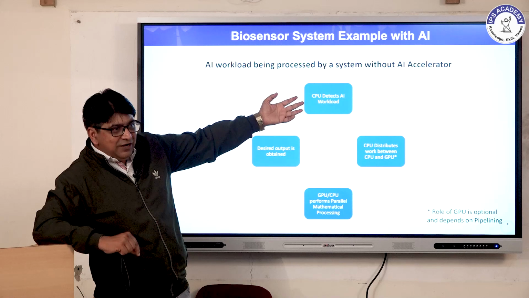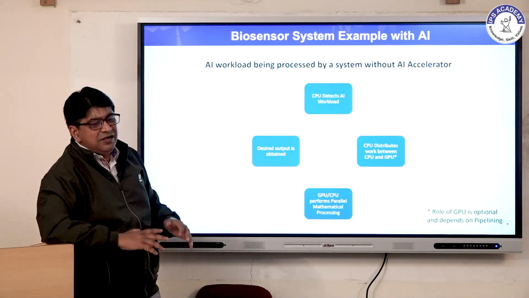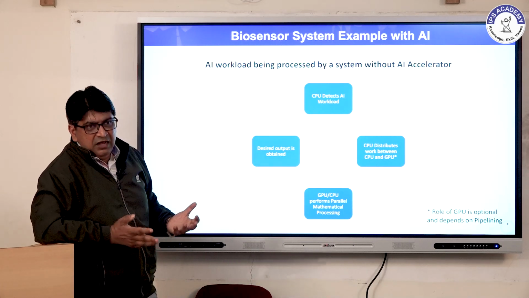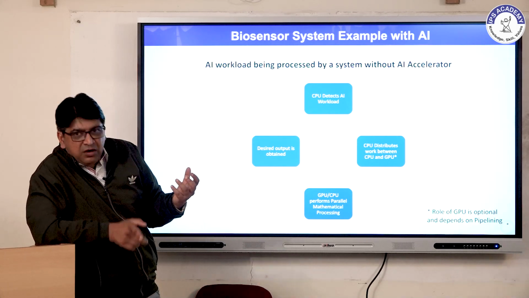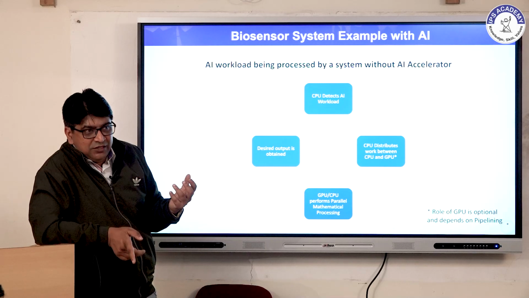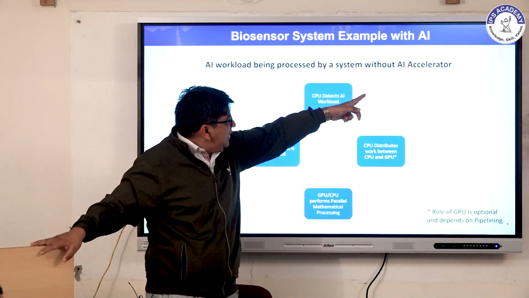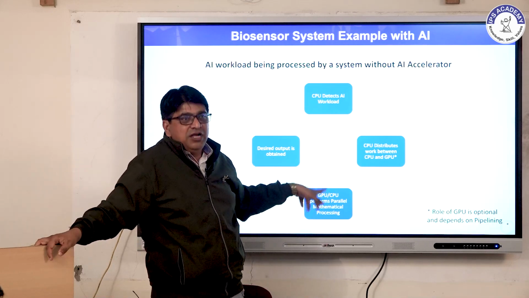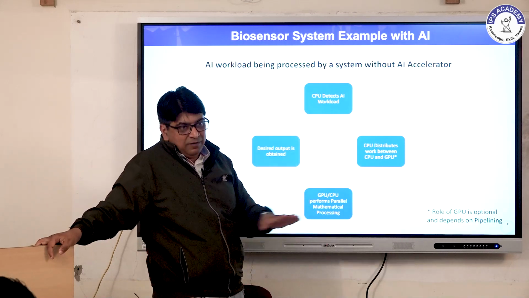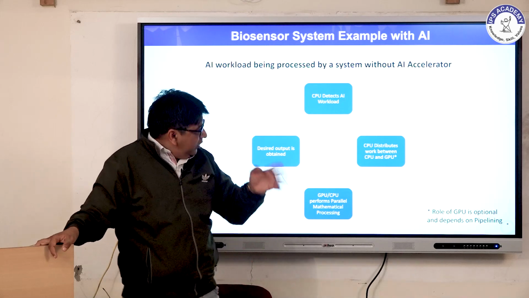System without AI accelerator. Actually, this is the AI accelerator. AI is a very big task, and depending upon the algorithm, we can use specialized hardware. Without an AI accelerator, the CPU will divide the work between the GPU or TPU like that. It will divide and perform the operation. Okay, come to the next slide.